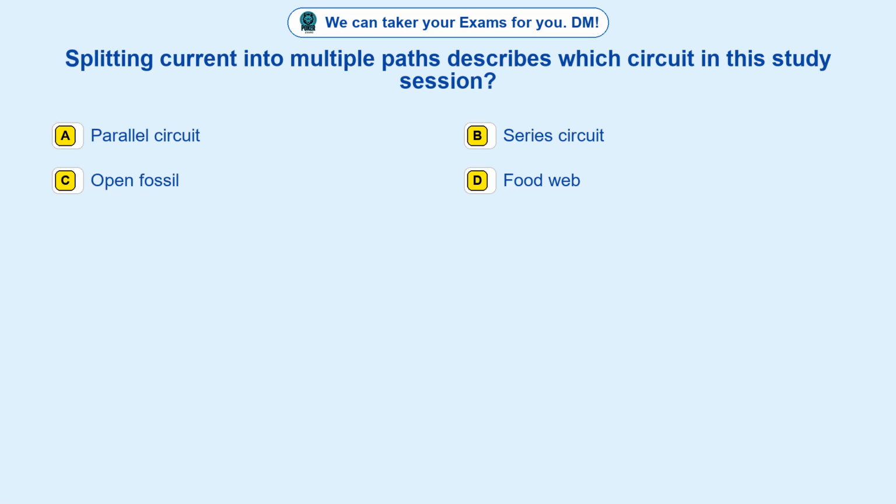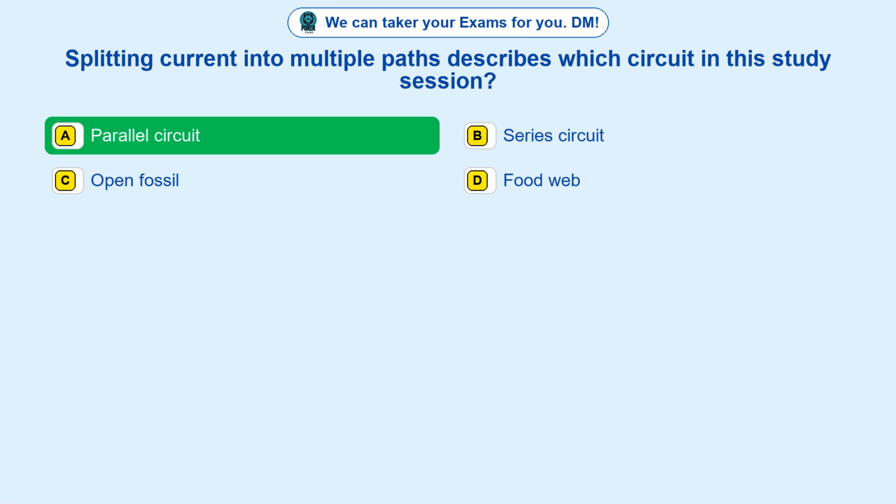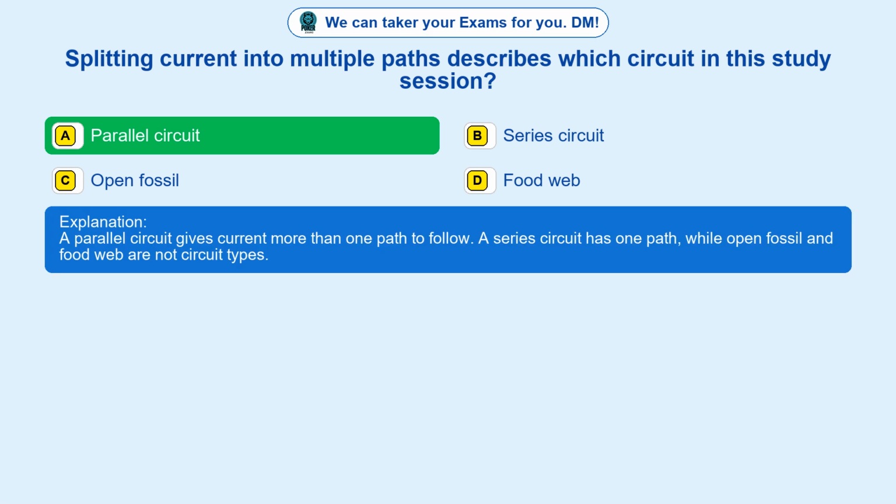Question 72. Splitting current into multiple paths describes which circuit in this study session? Option A, parallel circuit. Option B, series circuit. Option C, open fossil. Option D, food web. The correct answer is option A. Parallel circuit. A parallel circuit gives current more than one path to follow. A series circuit has one path, while open fossil and food web are not circuit types.